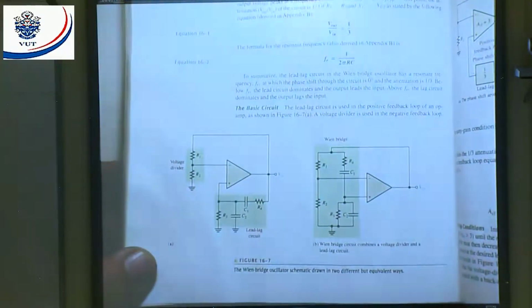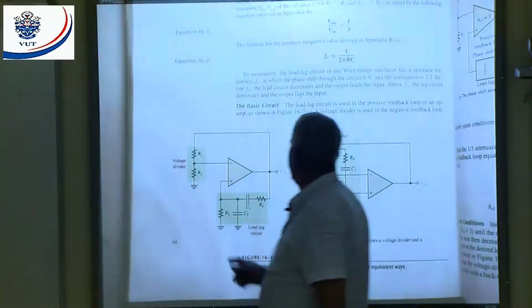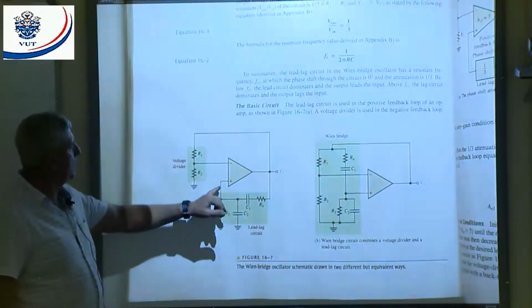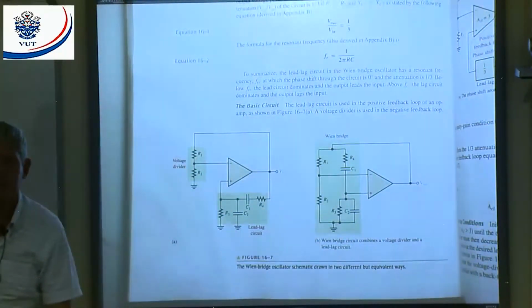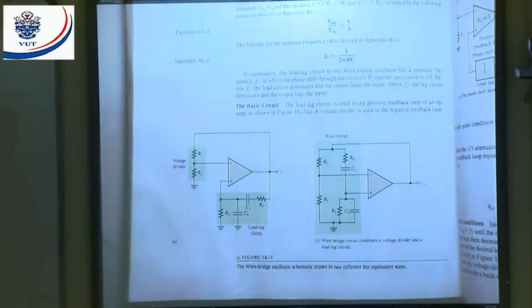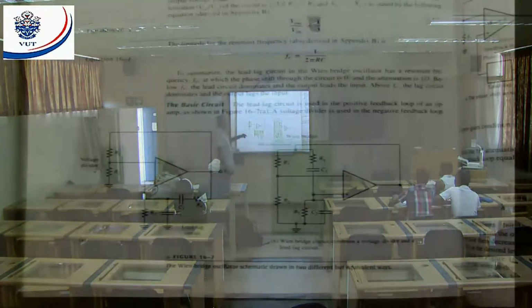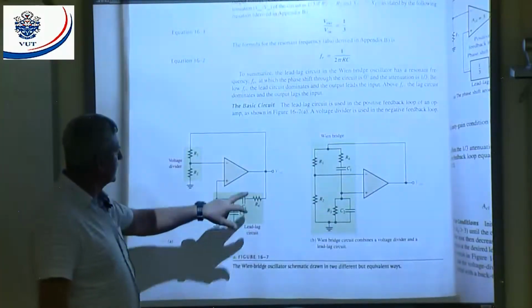Let's have a look at the basic circuit of a Wien bridge oscillator. If you look at this amplifier here, you can see where my input is. My input is here. If you had to name that amplifier, what type of amplifier is that? It's a non-inverting amplifier. That means my input and my output are in phase. And here's my lead-lag circuit.